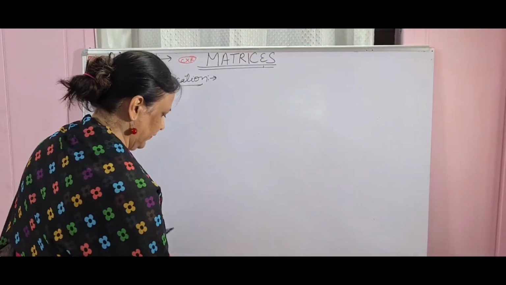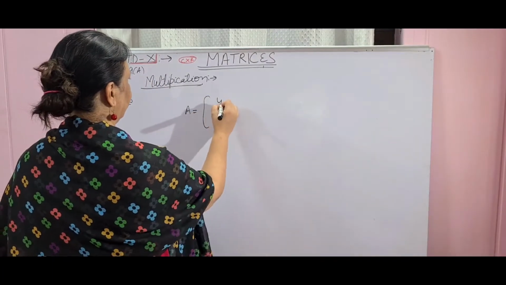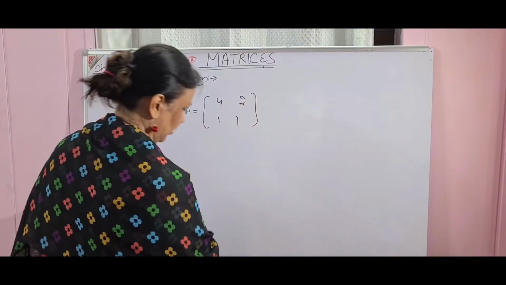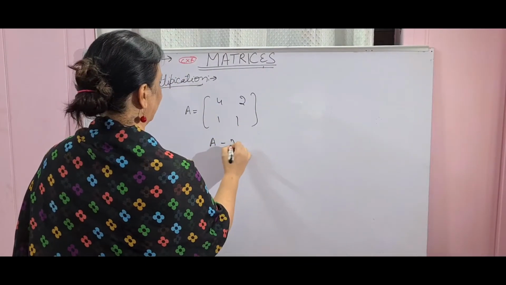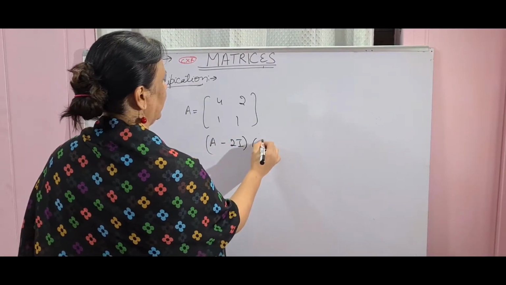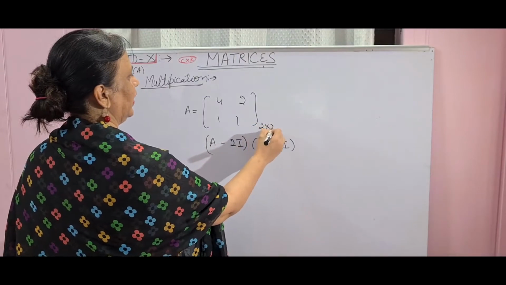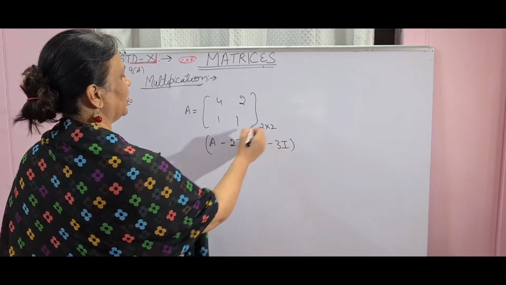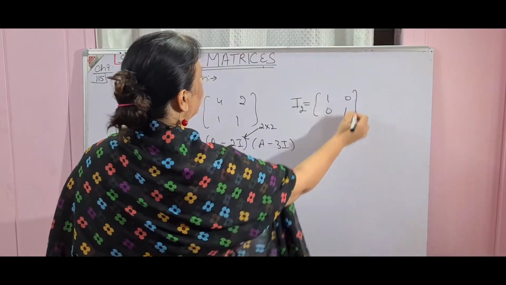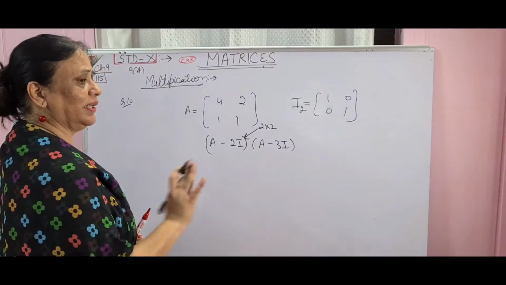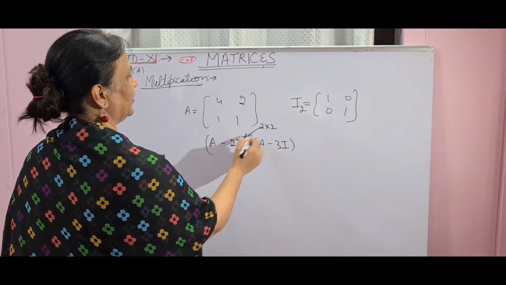Suppose I have A given to be [4 2; 1 1], and I have to calculate (A minus 2I)(A minus 3I). So see how simple it is. Nothing has been given. You have been given the order of A, 2 into 2. That is understood, that you have to take I of order 2. That means [1 0; 0 1]. Don't stand up and ask and say that something is missing. They have given you I and they have given you the main matrix. That means I will be taken 2 into 2.